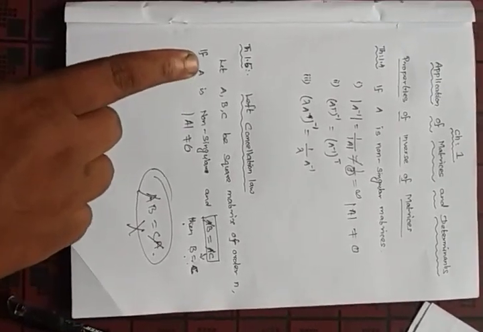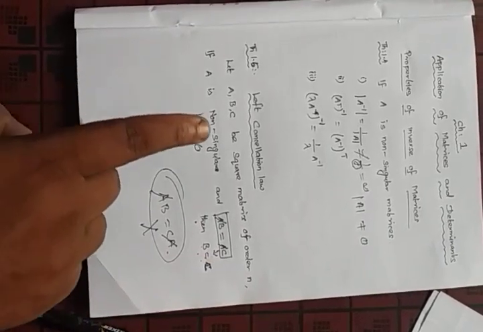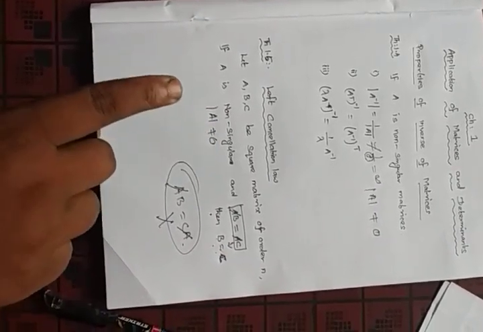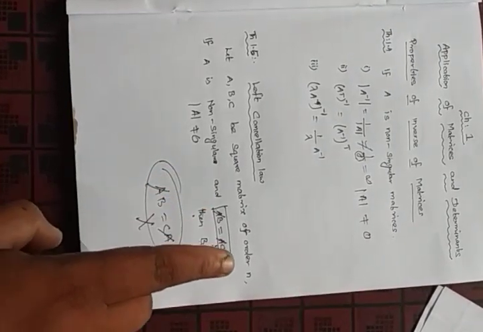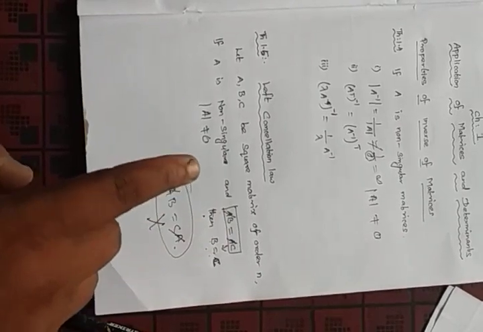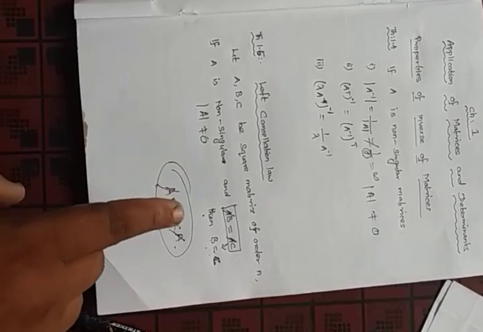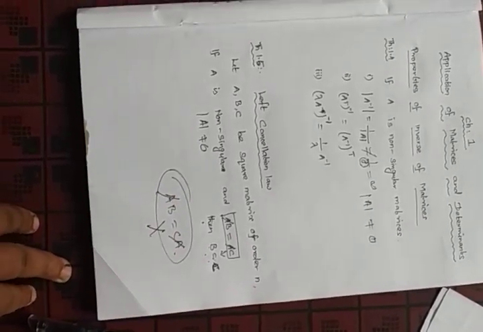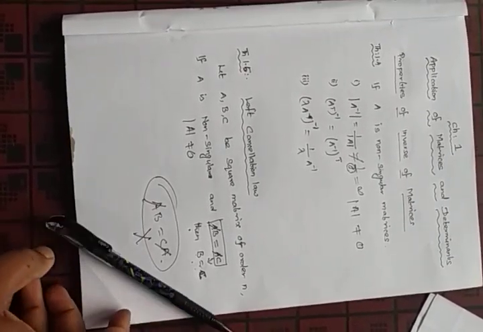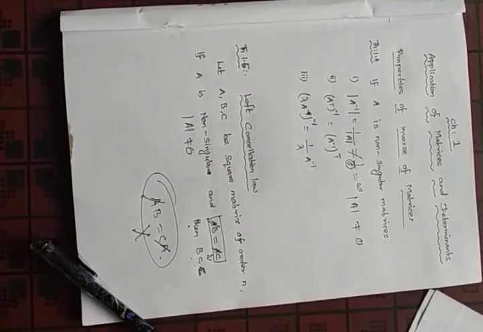Is that clear? Once again I repeat what they are saying. Let A, B, C be square matrices of order n. If A is non-singular, that is, determinant A value should not equal 0, and AB equals AC, then B equals C, which means both A's are on the left side, so we can easily cancel. This is one of the important results. These are all 5 mark questions. Let me go to the next theorem.